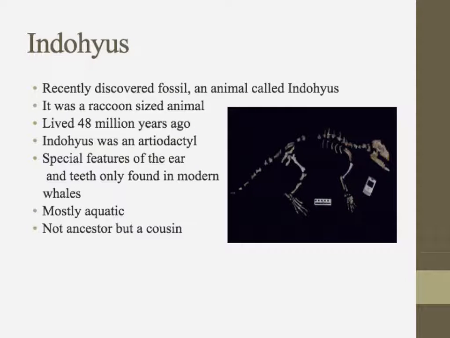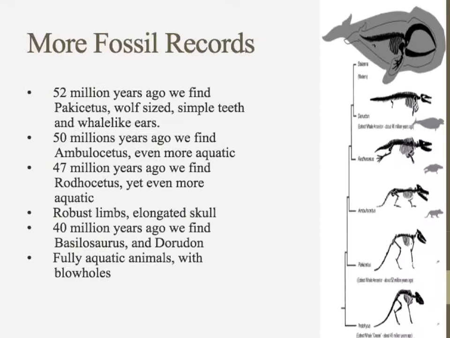Recently, the discovery of an animal called Indohyus came to the surface as the beginnings of what became the modern whale. It was a raccoon-sized creature that lived about 48 million years ago, and as predicted, it was an artiodactyl. We know it is related to whales because of special features of the teeth and the ears that we can only find in modern whales today. It was a partially aquatic animal, as proven by its denser bones than those of fully terrestrial animals. Indohyus probably began the road for the whale's ancestors to becoming fully aquatic.